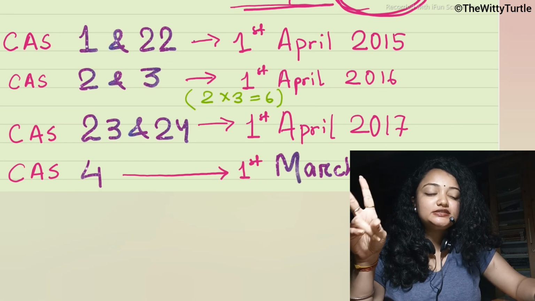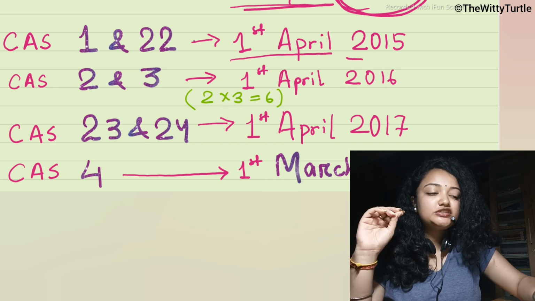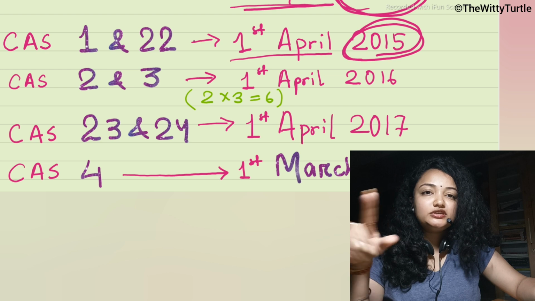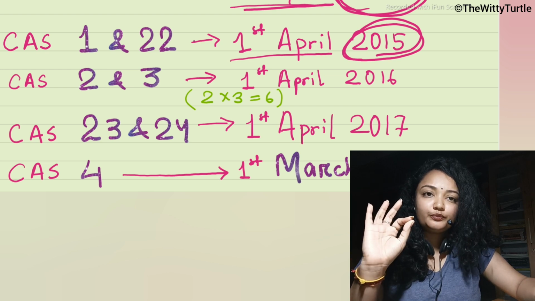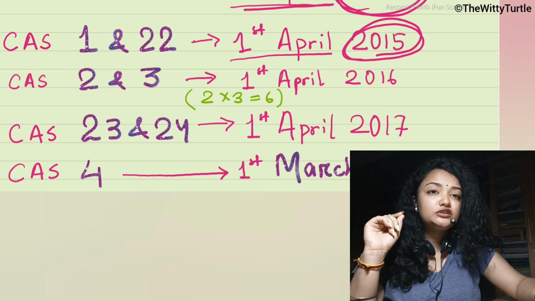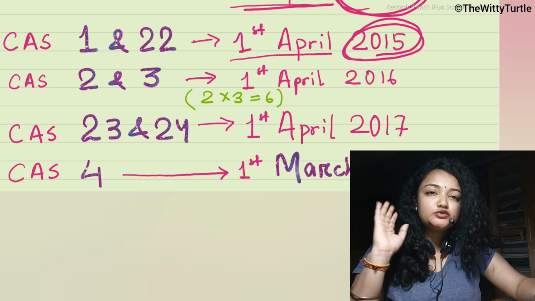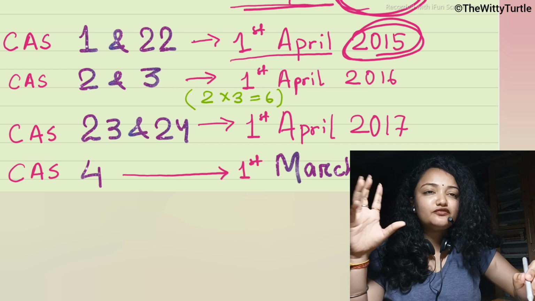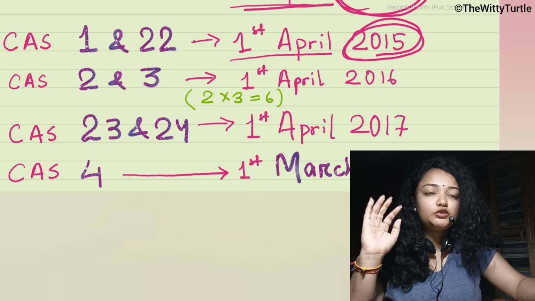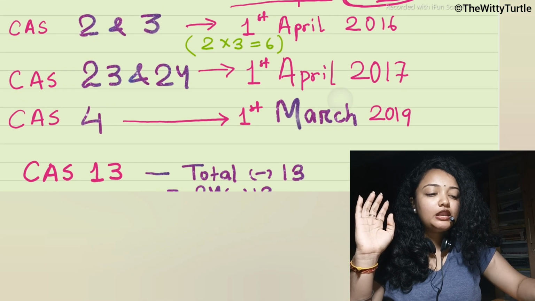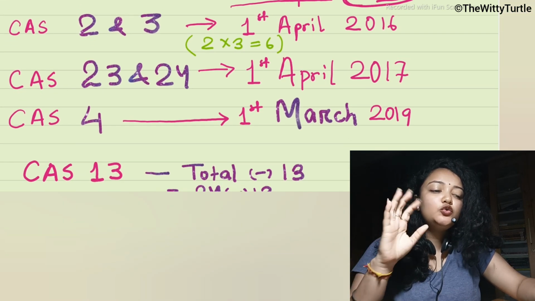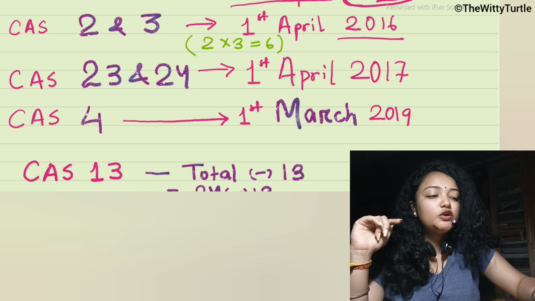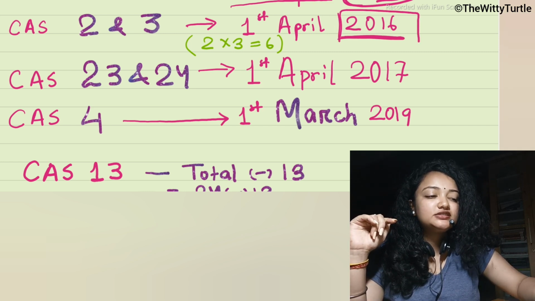These two CASs have the same date, which is 1st April 2015. The previous one was 16 to 21 and the date was 1st April 2014. So 14 के बाद क्या आएगा? 2015. So CAS 1 and 22 will be 1st April 2015, right? Now the next group is CAS 2 and 3. 1 चला गया, 1 के बाद क्या है? 2 and 3. So this is going to be your 1st April 2016.